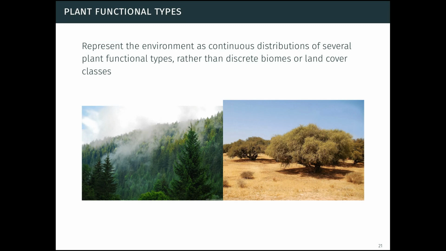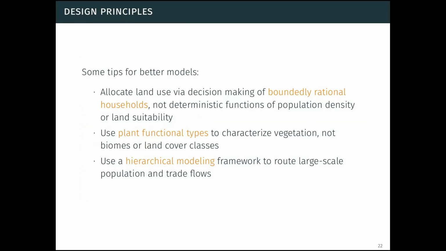The final tip I have is to use a hierarchical modeling framework to route large-scale population and trade flows. The issue is that if we have individual agents making land use decisions, and we want this model working on a region of any useful size, this is going to become really computationally intractable. Land surface models actually have a similar problem that they deal with through a hierarchical modeling approach.